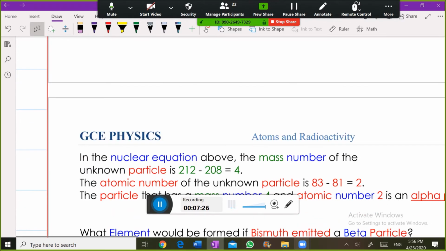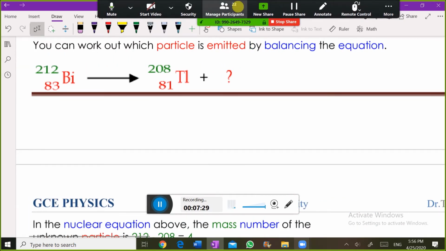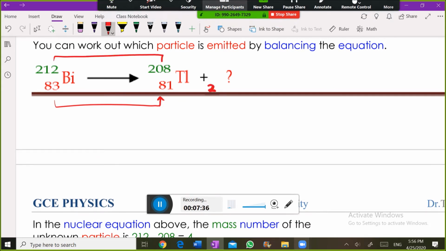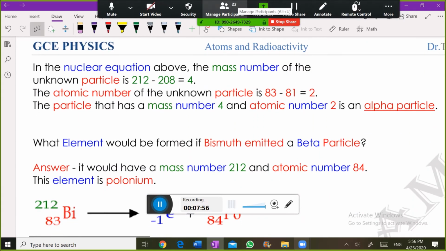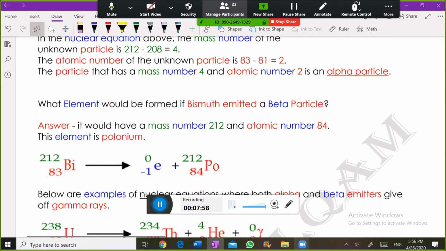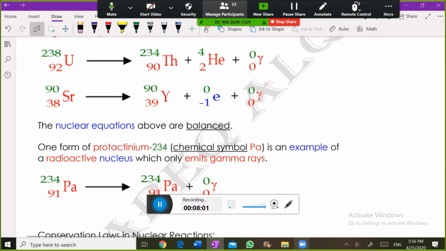Here, guys, 83, right? So here must be 2. Here 218, 208, so this must be 4. So the particle here, guys, is alpha. Why? Because I have to memorize these things. Alpha has atomic number 2 and mass number 4. And I think these things were also covered in the previous year.